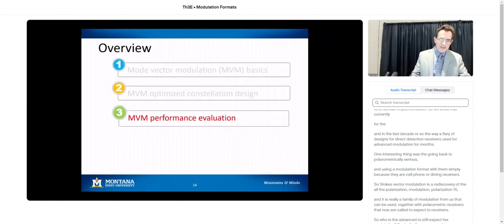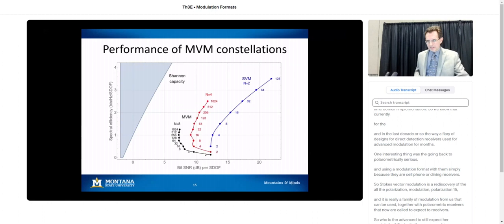So this is now the third part of my talk, and this is the main result. Here you see spectral efficiency versus bit SNR per spatial degree of freedom plots. The different colored curves are different cases of Jones spaces from n equal 2 to n equal 8. Points on each curve represent different constellation cardinalities. And the important thing to notice here is that as we go to higher dimensional Stokes space, for n equal 4, n equal 8, which correspond to 2-core multicore and 4-core multicore, you get C-shaped curves, and the apex of each curve is a simplex constellation.